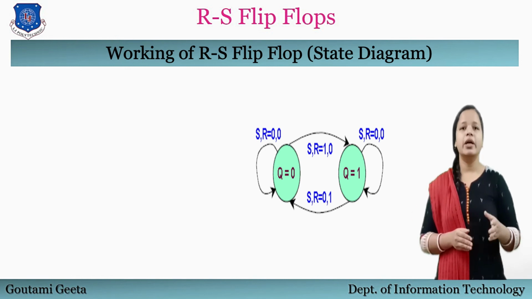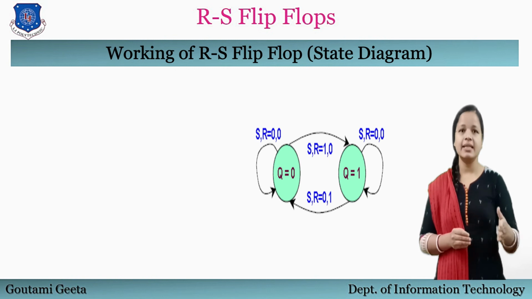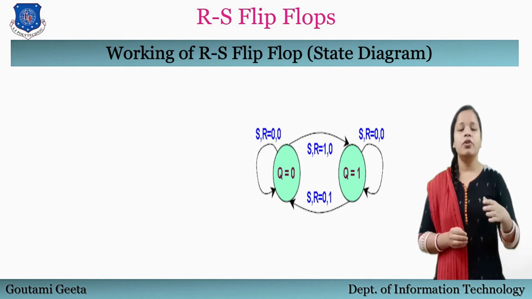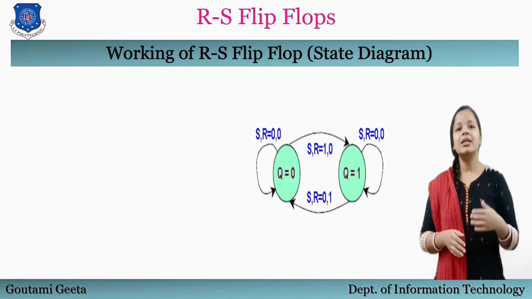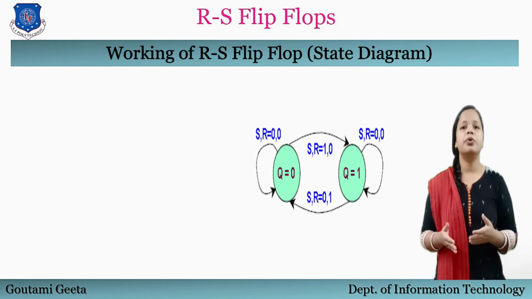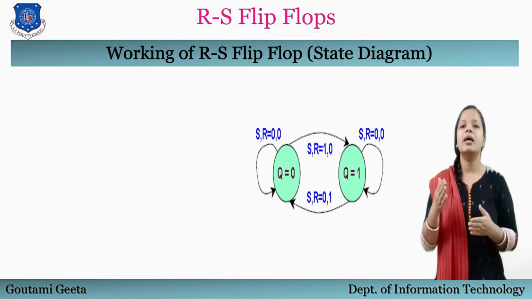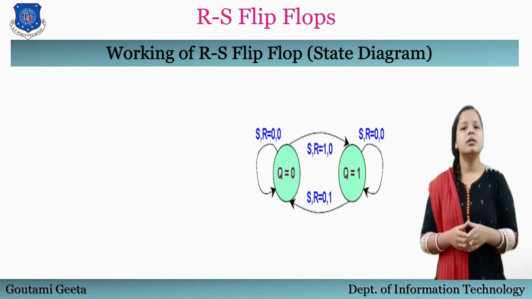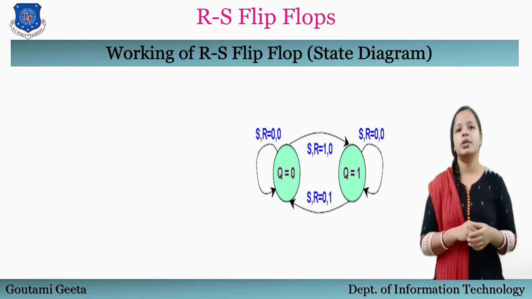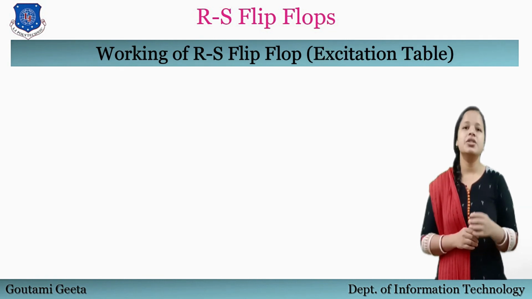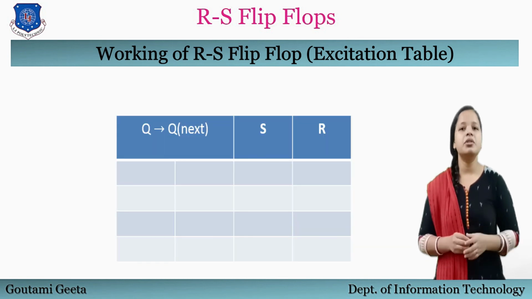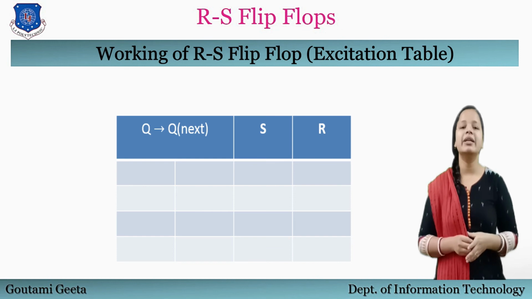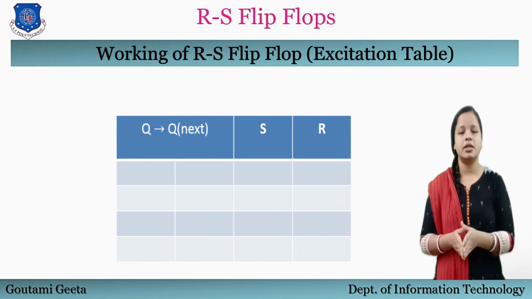When the current state is 1 and we give input S and R equal to 0, we will be in the same state, that is, our next state will be 1. When the current state is 1 and we give input S is equal to 0 and R is equal to 1, we will be in the other state, that is, state 0. We can also draw the excitation table for the RS flip-flop or SR flip-flop. An excitation table shows the minimum inputs that are necessary to generate a particular next state when the current state is known.